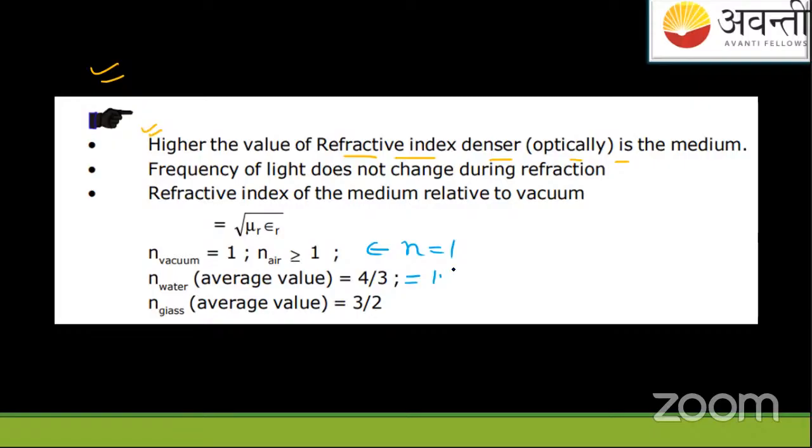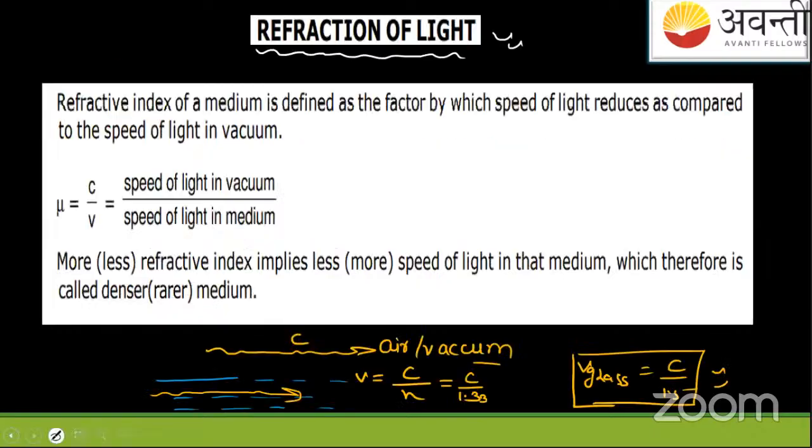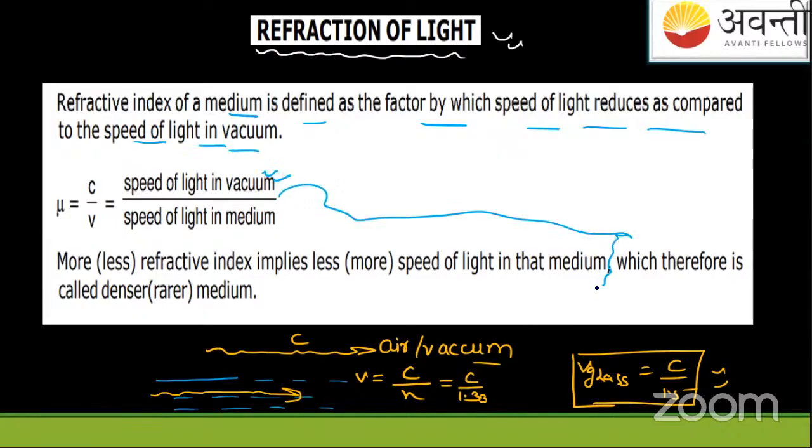Now you'll ask, what is refractive index? We have already seen this, no? It's a property of the medium, defined as the factor by which the speed of light reduces as compared to the speed of light in vacuum. It's due to that formula only that we have made this conclusion here. Got it? I hope it's clear to you.